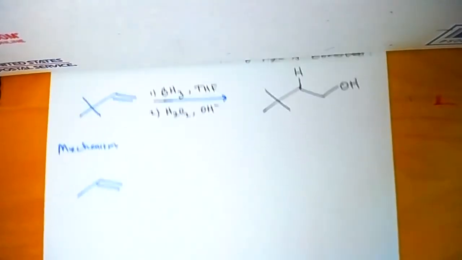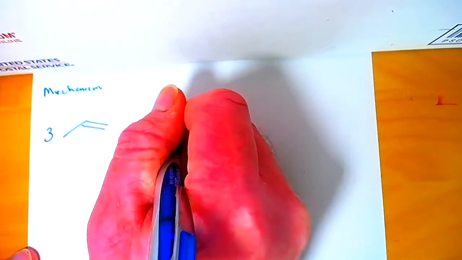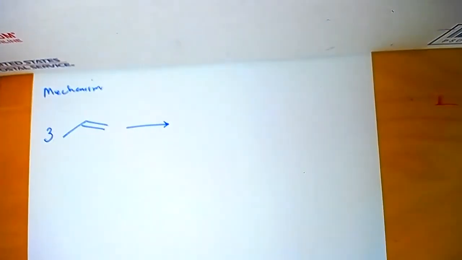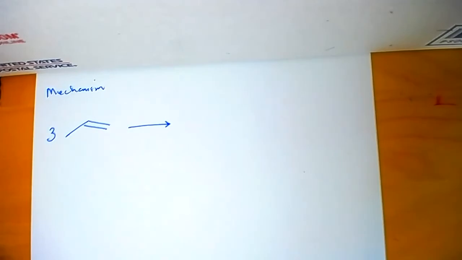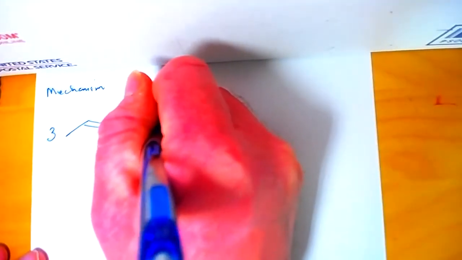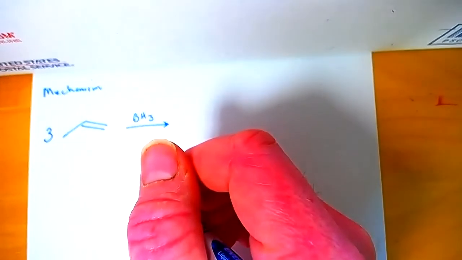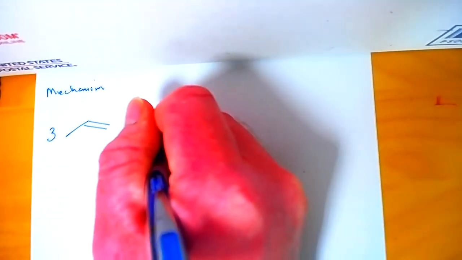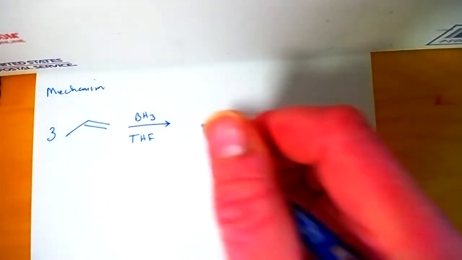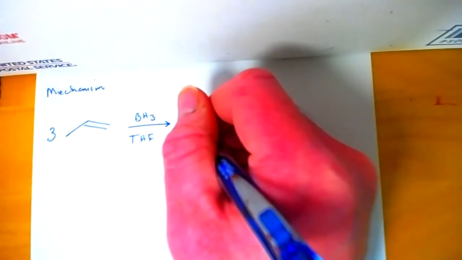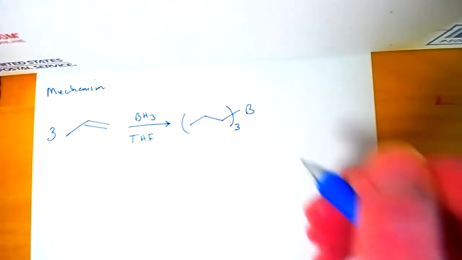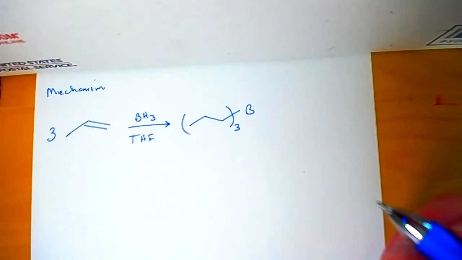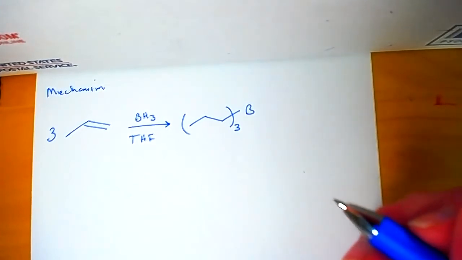So if you were to do this reaction, let's say with this alkene, the first thing that's important to note here is that you need three equivalents of your alkene when it reacts with your BH3. And the reason is because the first intermediate that you produce before you oxidize it is this trialkyl borane.